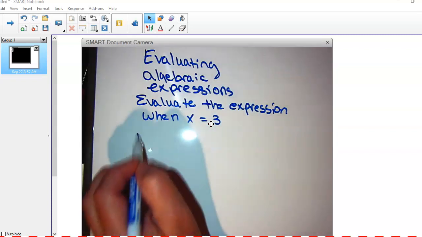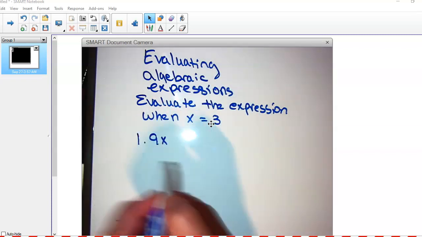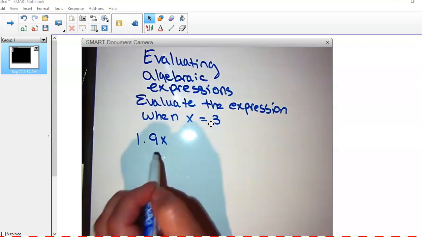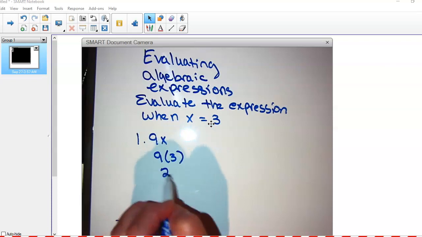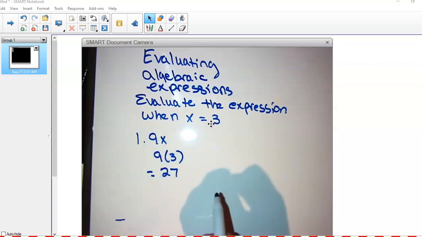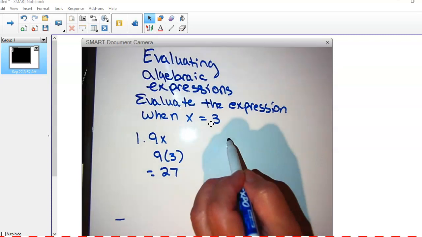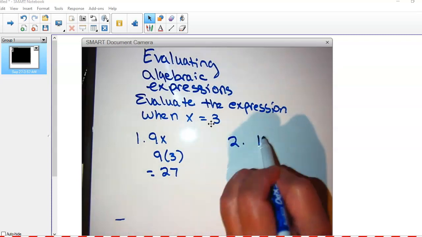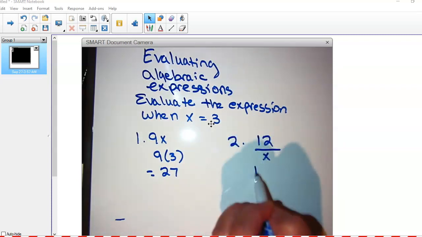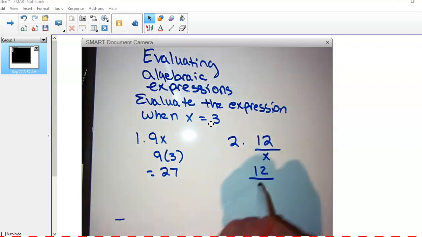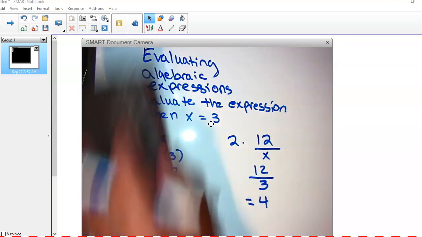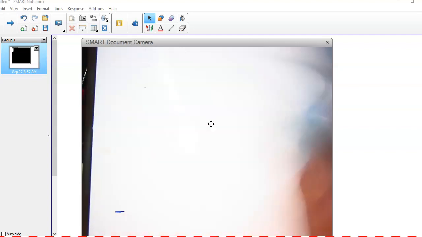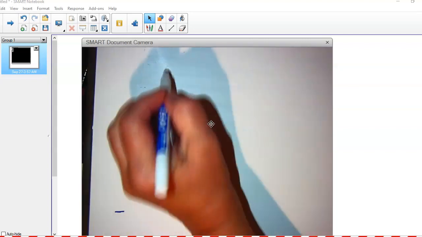Alright, so the first problem would be 9x. That really means 9 times x. So we're going to say 9 times 3, and that equals 27. Okay, the next one, if we have 12 divided by x, I'm going to take 12, and x is still 3, and I'm going to simplify or evaluate it. So we're still going to say x is equal to 3.